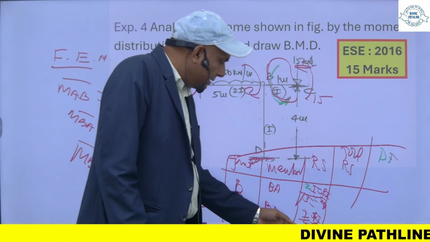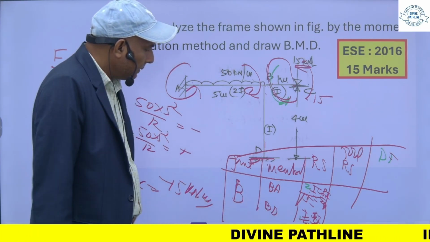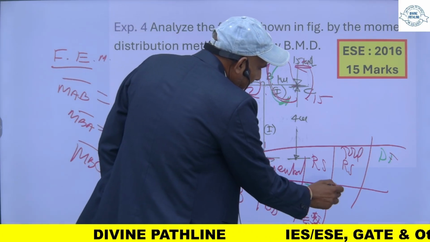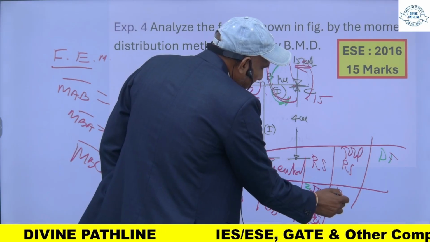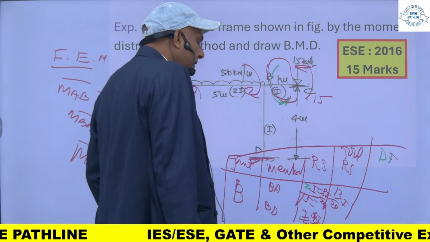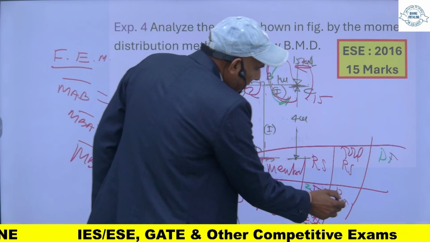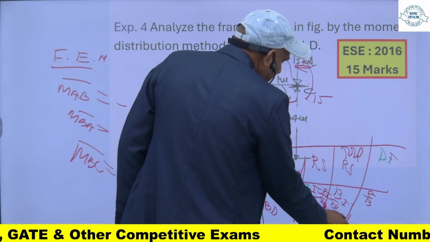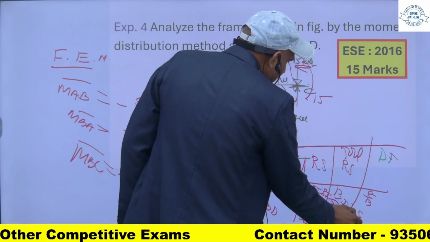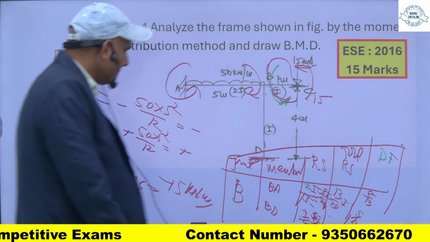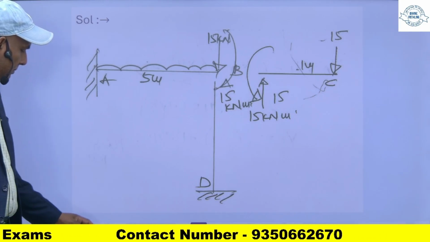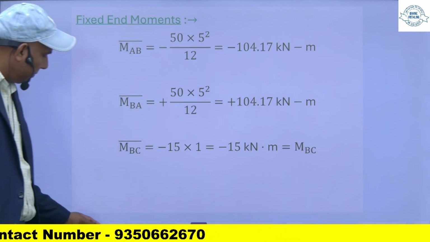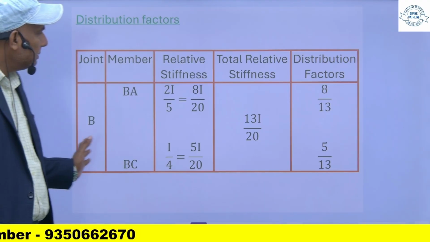इसको 5 से इसको 4 से करेंगे तो ये दोनों का सम 13 अपॉन 20I हो जाएगा. एंड डिस्ट्रीब्यूशन फैक्टर फॉर दिस मेंबर इज इक्वल टू दिस अपॉन दिस, इससे 8 अपॉन 13 आएगा और ये 5 अपॉन 13 हो जाएगा. नाउ दीज आर माई distribution factors. So these are the fixed end moments and this is the distribution factor.